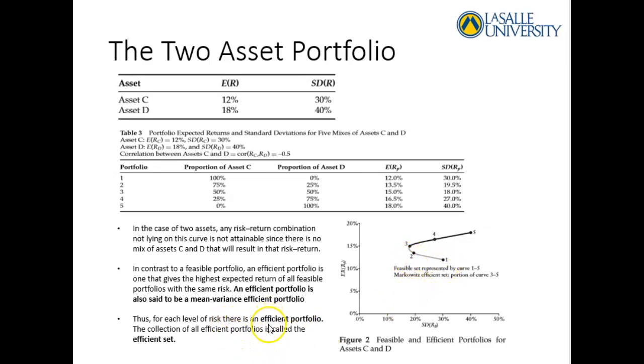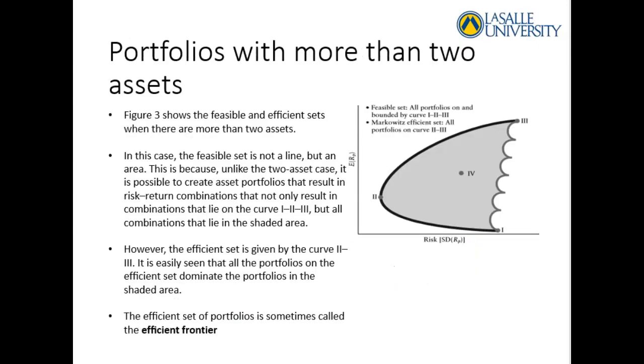Therefore, for each level of risk, there is an efficient portfolio, and the whole collection of these portfolios together is called the efficient set of portfolios. But depending on which level of risk you are comfortable with as an investor, you can decide which one of these efficient portfolios is optimal for you.